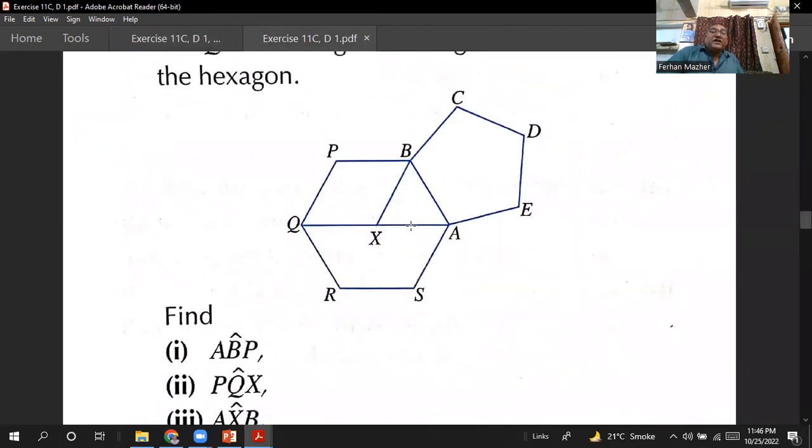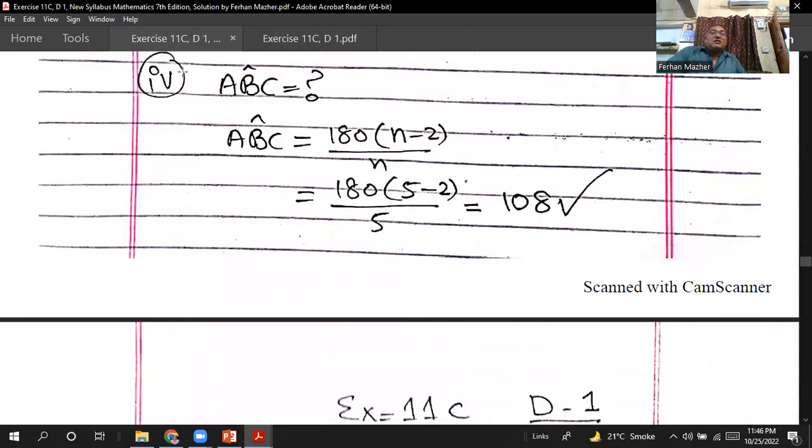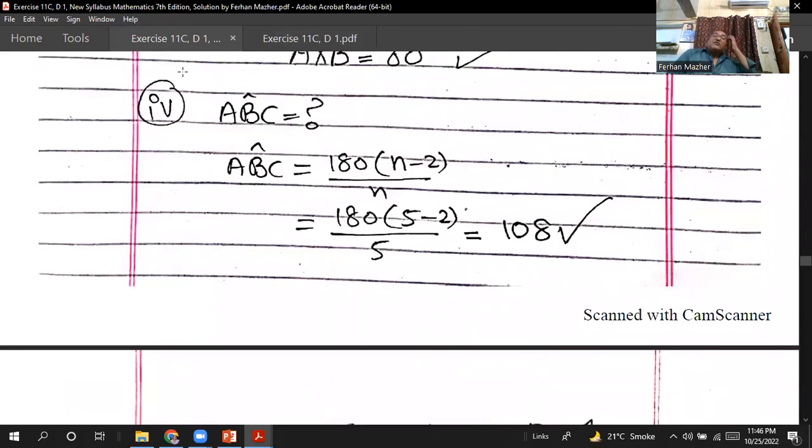ABC, they want to find out the ABC. That's the interior angle. ABC is the interior angle of a regular pentagon. So the ABC will be equal to, because this is the internal angle of the regular pentagon, 180 times (n minus 2) divided by n. So it will be 180 times (5 minus 2) divided by 5. So it will be 180 times 3 divided by 5, and that will be 108 degrees.